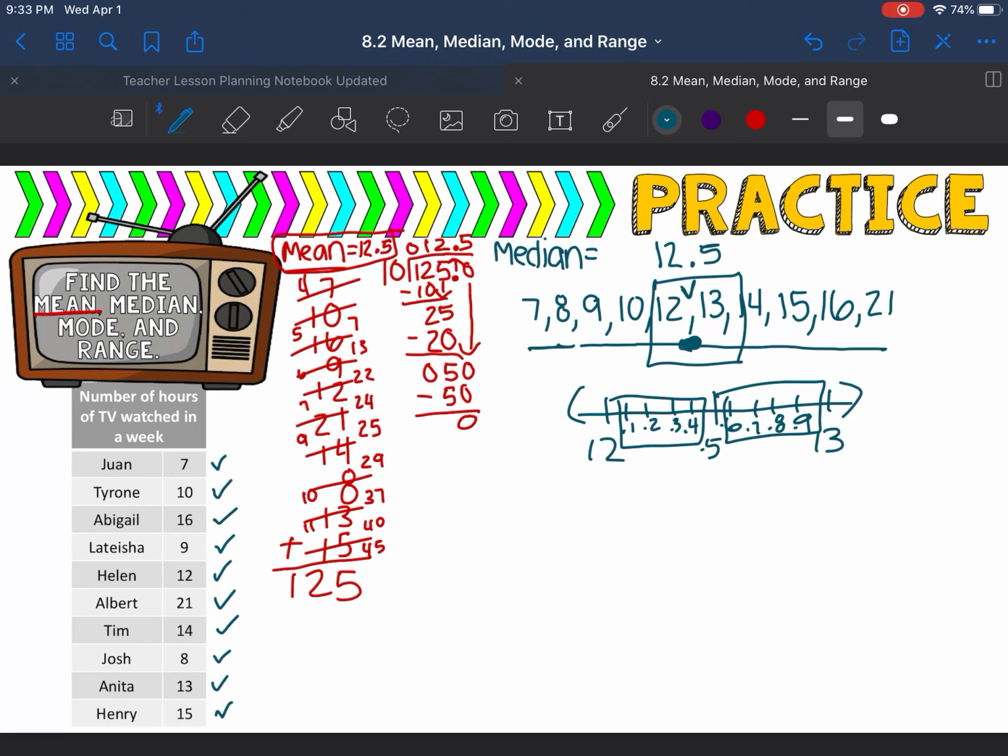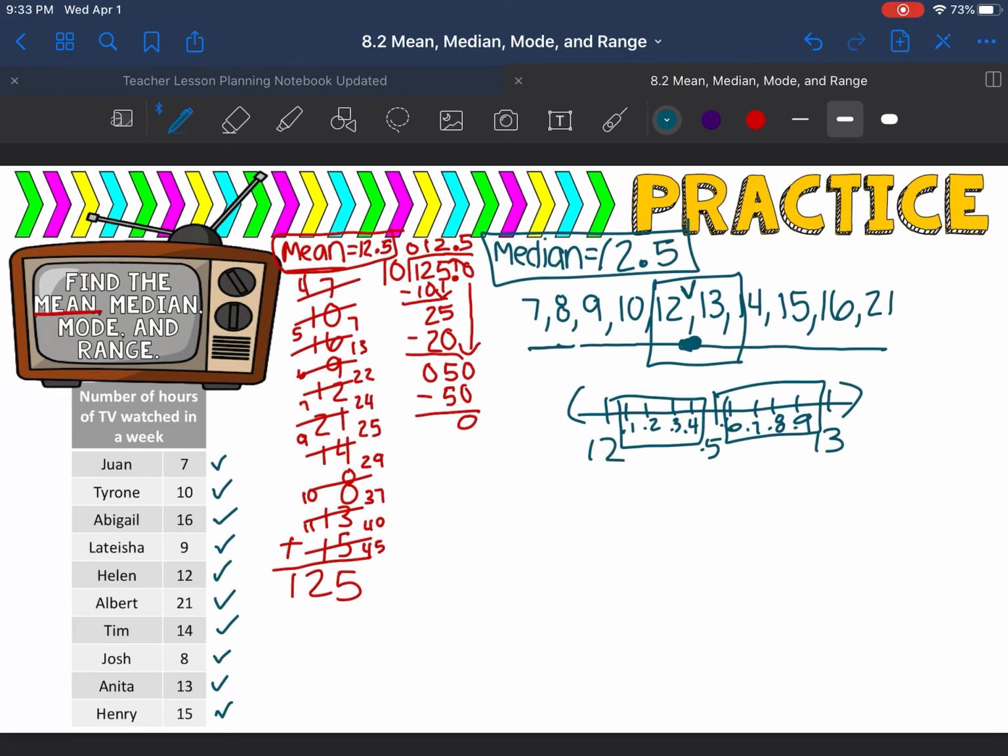So whenever you don't have a whole number, when you have two numbers that are right next to each other, like 12 and 13, you have to start looking at your decimals to find the number in between. Luckily, whenever we have two numbers right next to each other, like 12 and 13, we really don't even have to do a number line because we know in between 12 and 13 is 0.5. So my median is, I'm going to erase that, put it closer, 12.5.